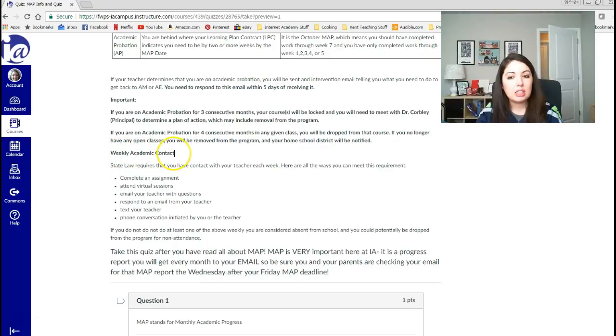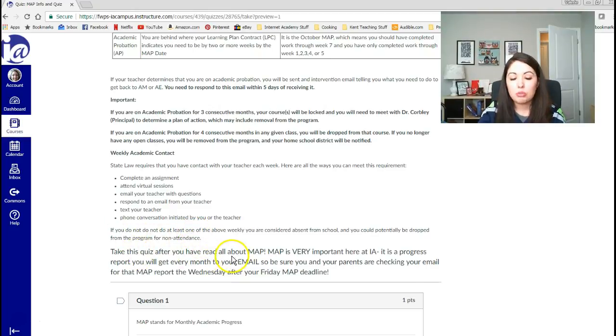Our weekly academic contact is also part of what we need to do for MAP, and the state law requires that you have contact with your teacher each week. Here are all the ways you can meet this requirement: complete an assignment, attend virtual sessions or conferences, email your teacher with questions, respond to an email from your teacher, text your teacher. I don't accept text, but other teachers might. Phone conversations initiated by you or the teacher. If you do not do at least one of the above weekly, you are considered absent from school, and you could potentially be dropped from the program for non-attendance.